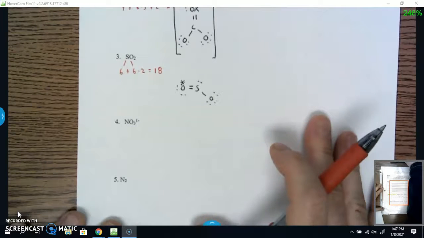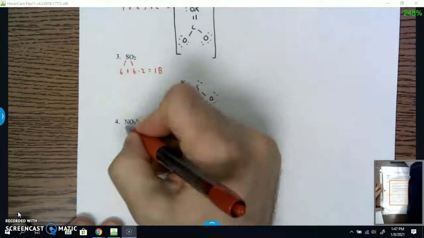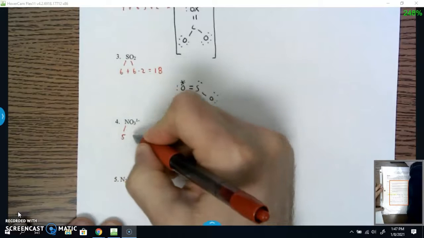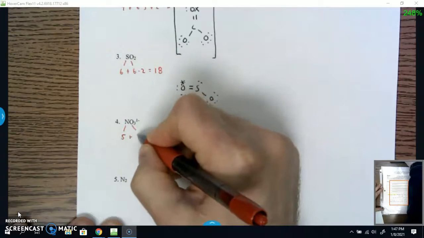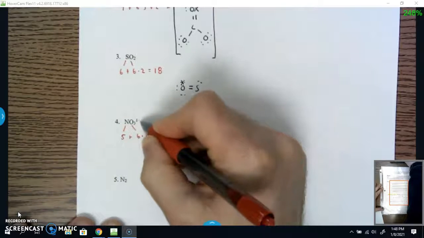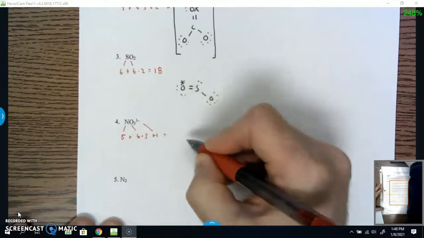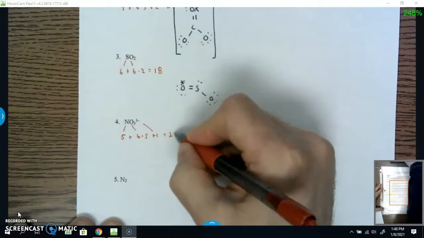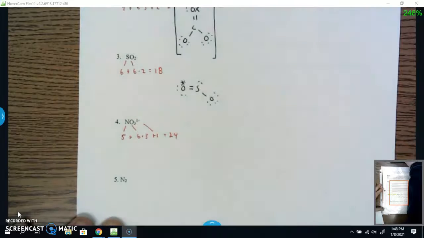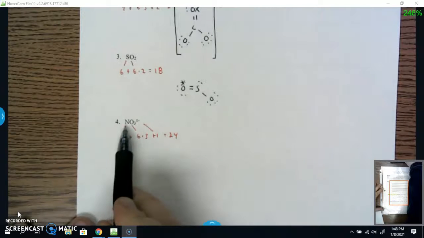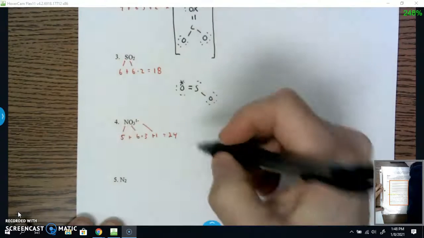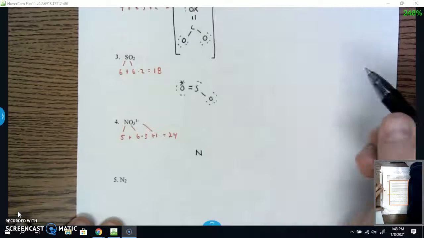Next one, nitrate polyatomic ion. Nitrogen is in main group 5. Oxygen is in main group 6. Having a negative charge means that it's gained an electron. So this adds up to 24. Nitrogen is going to be the central atom because it's first in the formula. So I'm going to put my nitrogen right there.